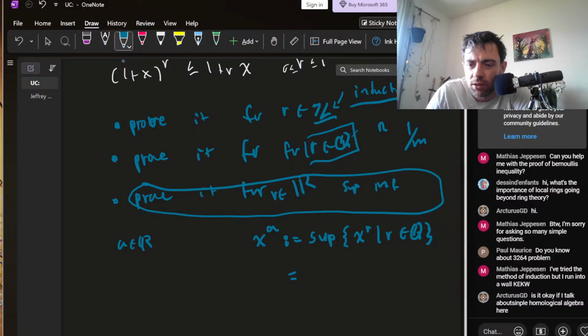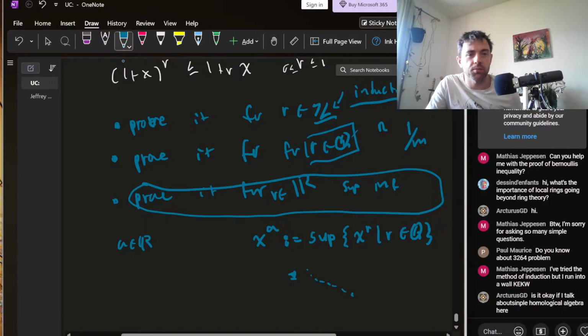You tried the method of induction but ran into a wall. Okay, so let's try induction together. Anyways, this is a supremum where r ranges over the rational numbers. And then in turn, maybe you've seen this, you slowly build up the definition of exponentiation.